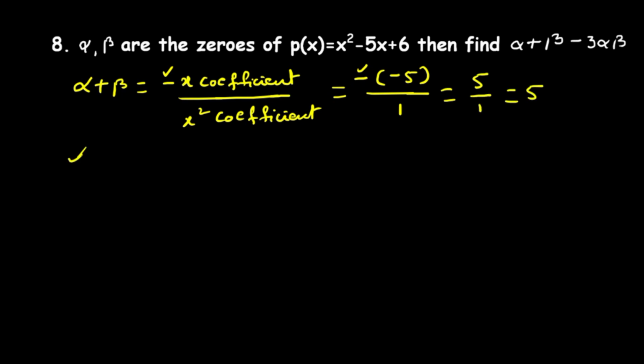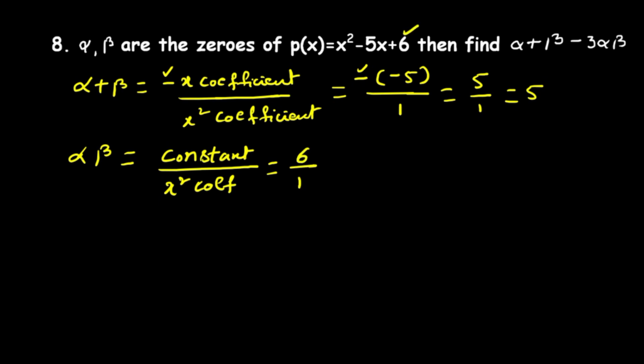What is alpha into beta? This is called the product of the zeros. The product of the zeros is constant by x square coefficient, right? So what is the constant here? Constant is 6. And what is the x square coefficient? Nothing is written here, which means 1. So we take 6 by 1 here, right?